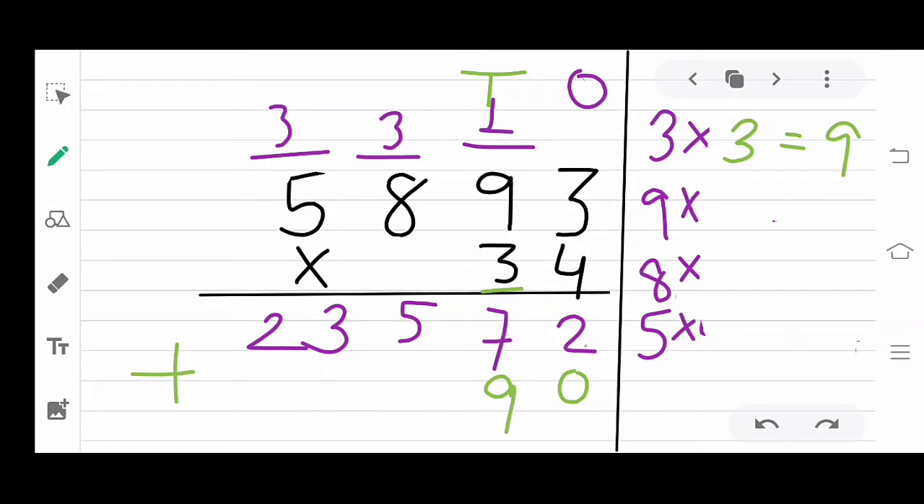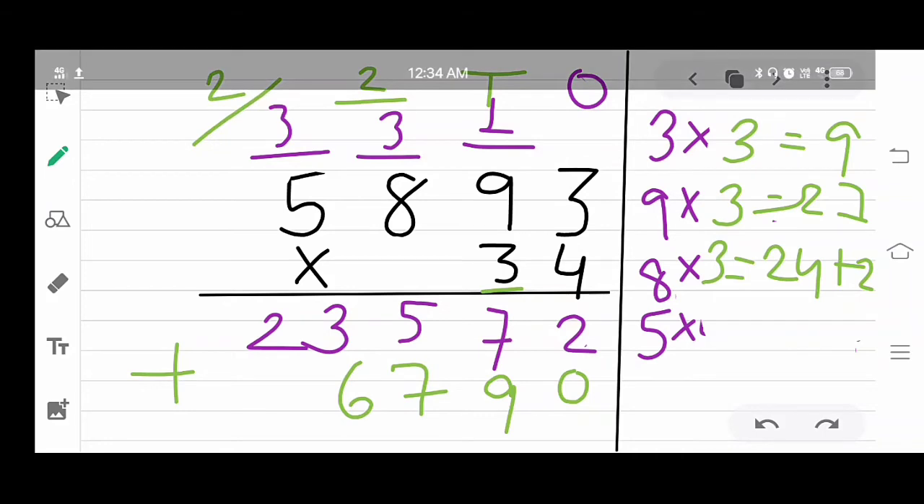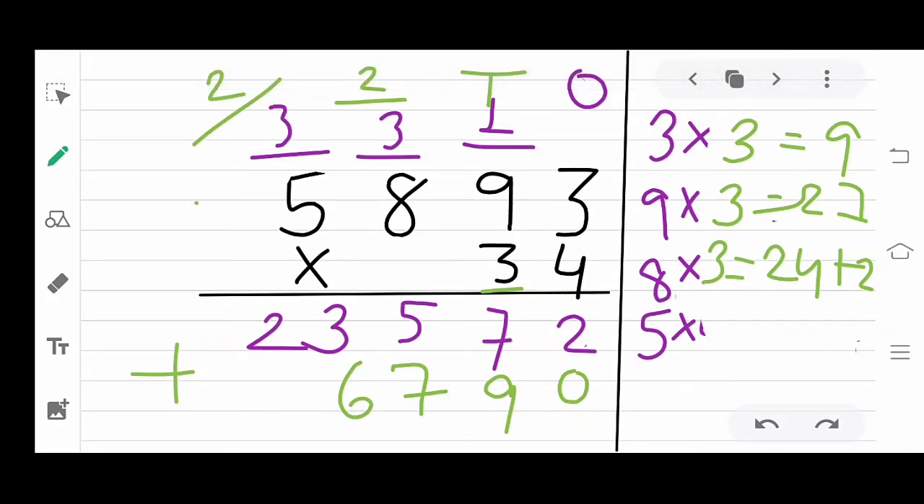9 into 3, 27. So I make 7 here and 2 here. 8 into 3, 24, but plus 2, 26. Last, 5 into 3, it becomes 15 plus 2, 17. 17 is our final answer.